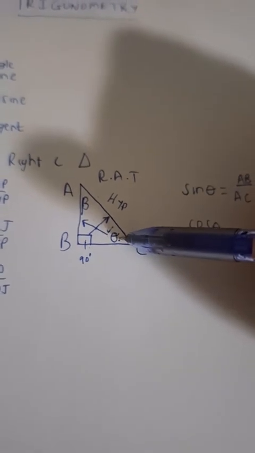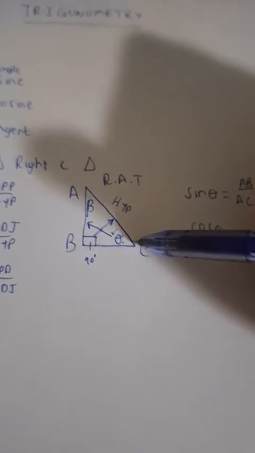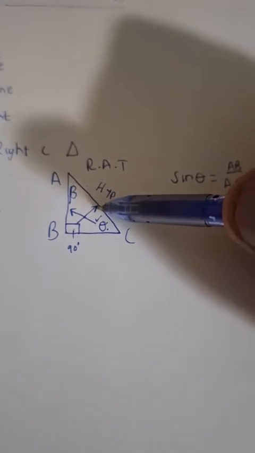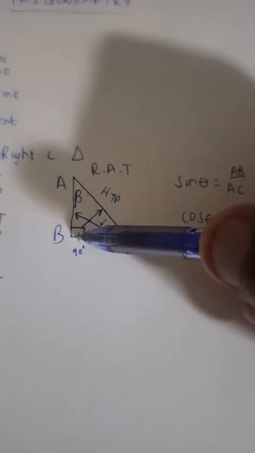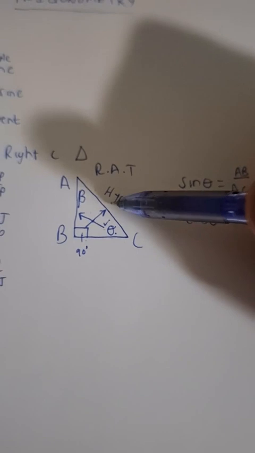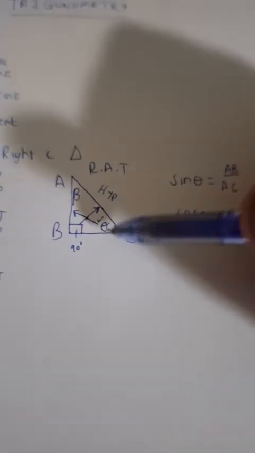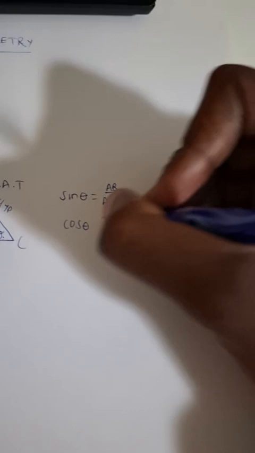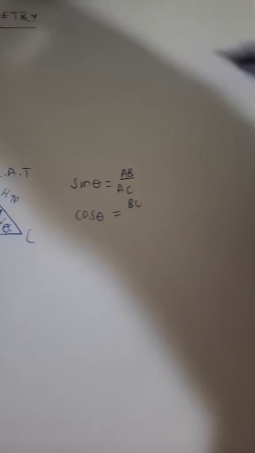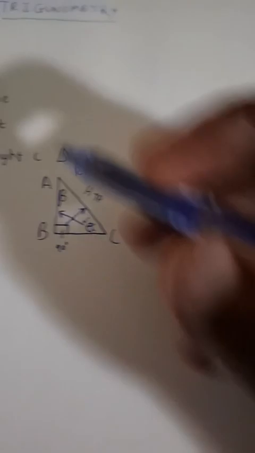Maybe someone else will say, but sir, isn't the side next to the angle theta also AC? Guys, remember that the hypotenuse side is the side that is directly opposite the 90 degrees. The side that is opposite the 90 degrees is called the hypotenuse side. So the side next to the angle theta cannot be AC. It has to be BC. So that's why we refer to BC as the adjacent side. So we would say cos theta in reference to this angle is BC over the hypotenuse side, which is AC.